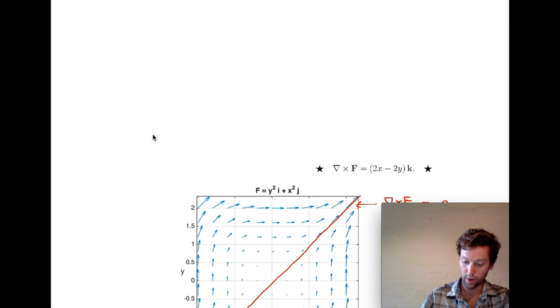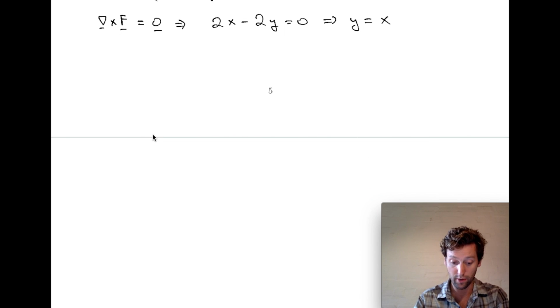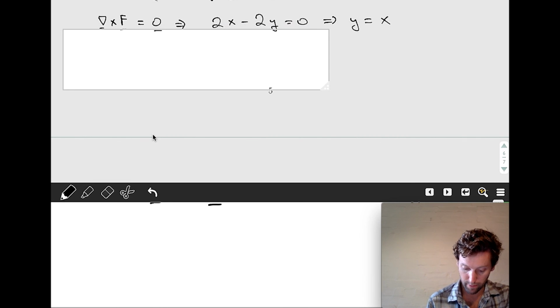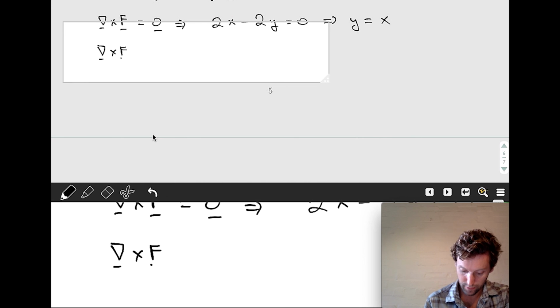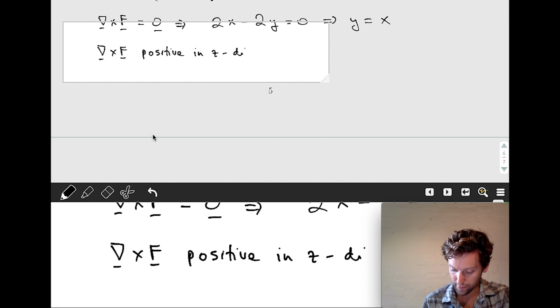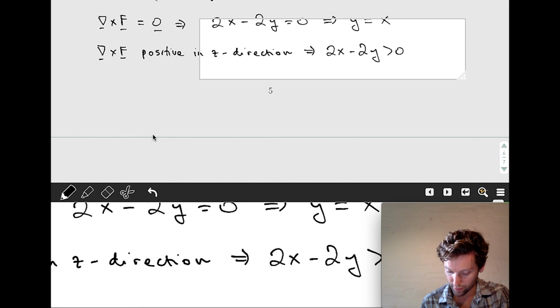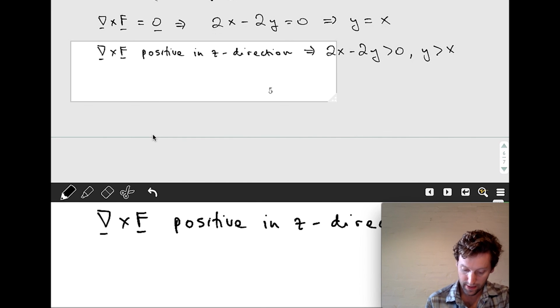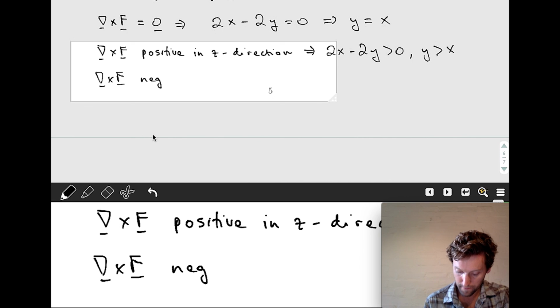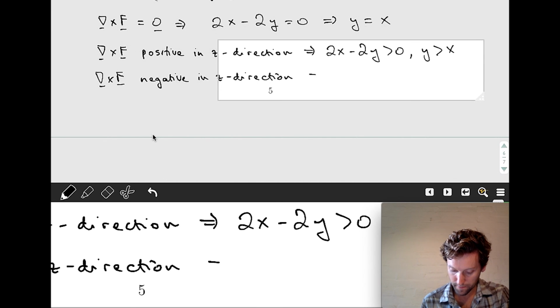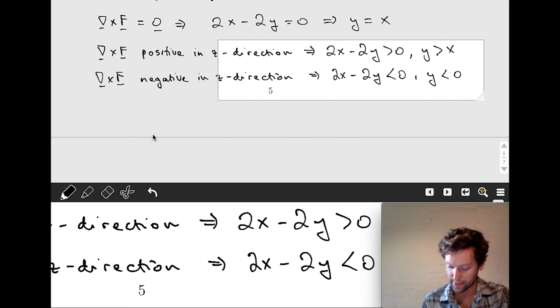Now let's ask, where is the curl positive and where is the curl negative? Again, when I mean positive and negative here, I'm referring to positive in the z direction and negative in the z direction. So you can see that the curl will be positive in the z direction when its k component is positive. That is when 2x minus 2y is greater than 0, which will happen when y is greater than x. And curl will be negative in the z direction when 2x minus 2y is less than 0. So that'll be when y is less than x.